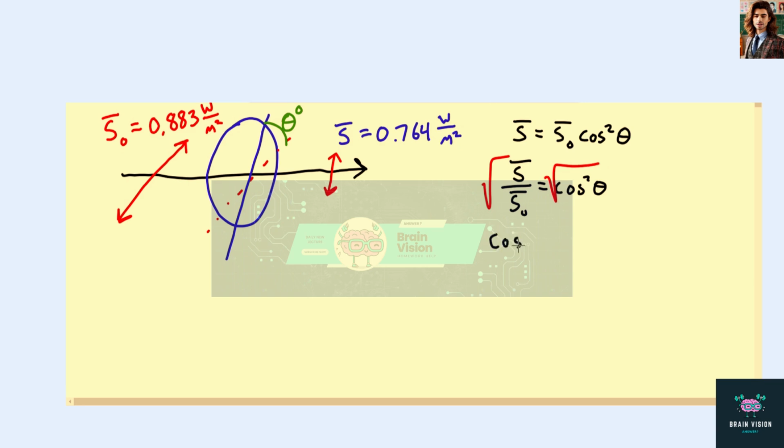We get that cosine theta equals square root of the average intensity divided by the incident average intensity. Now to solve for theta, I'm going to bring it over here. All we need to do is take the cosine inverse of both sides. So cosine inverse of cosine theta, so that the cosines cancel out. Cosine inverse on the other side.